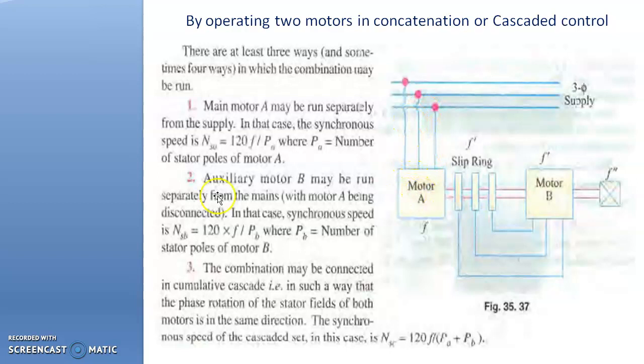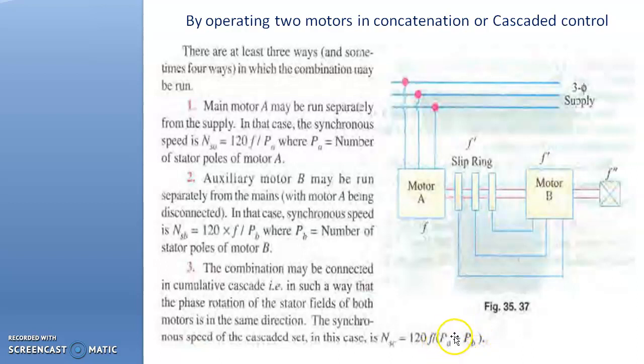At that particular frequency, the synchronous speed depends, and the motor will rotate based upon this synchronous speed and the slip of the motor. The set will also be rotating at the same speed as that of the motor being supplied with a certain frequency. Another way is the cascaded control, wherein the speed of the set, NSC, the cascaded set speed, is going to be 120 F by PA plus PB, or it can also be minus PB. So PA plus or minus PB.